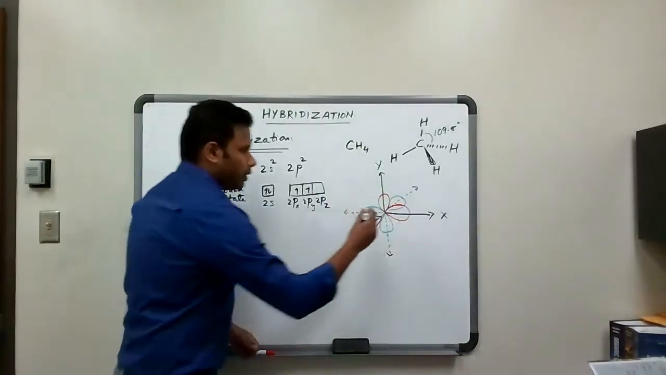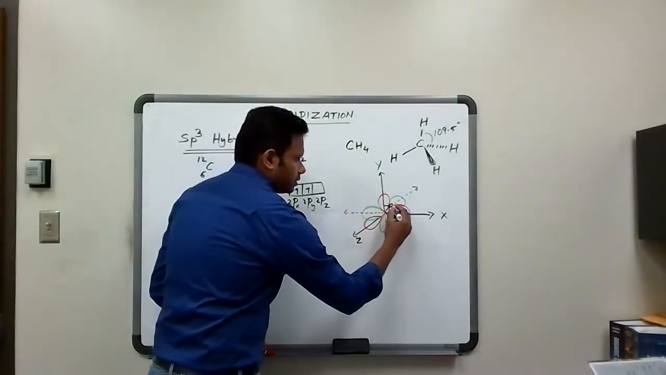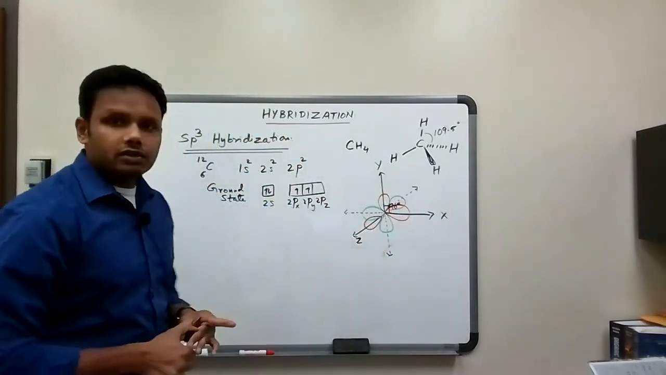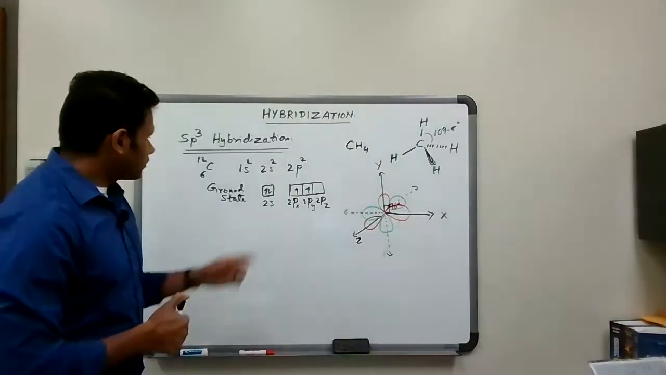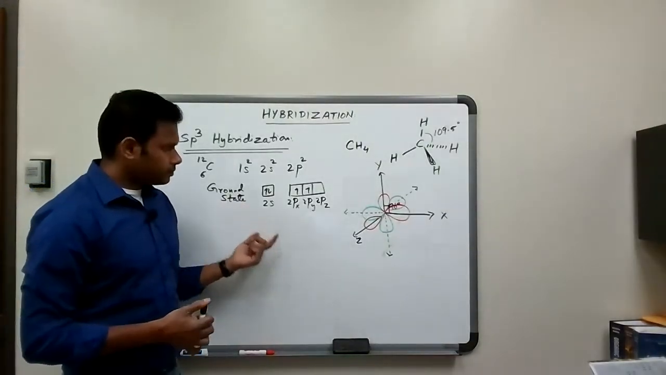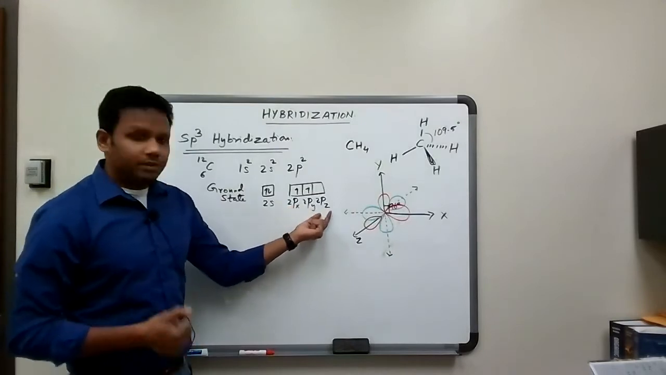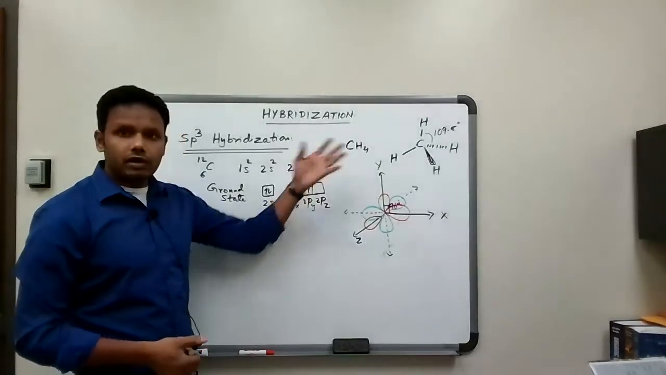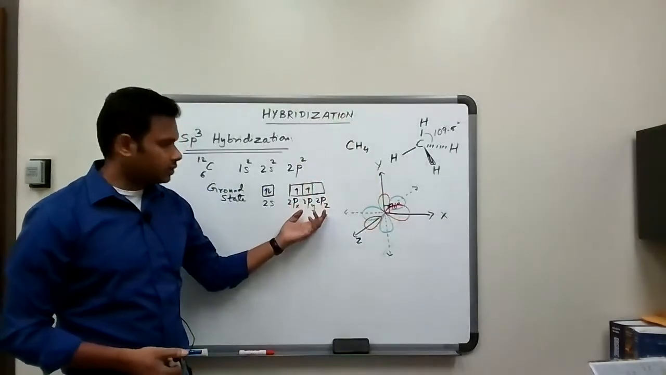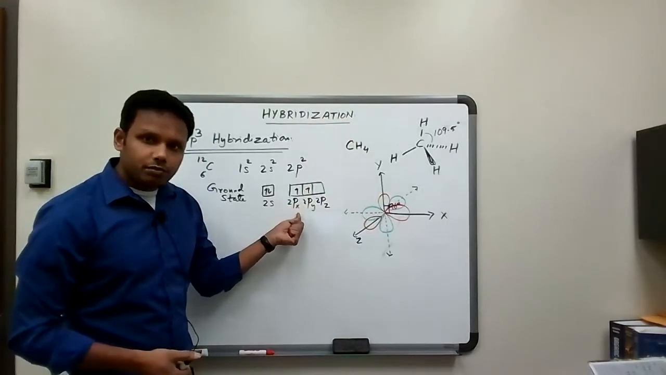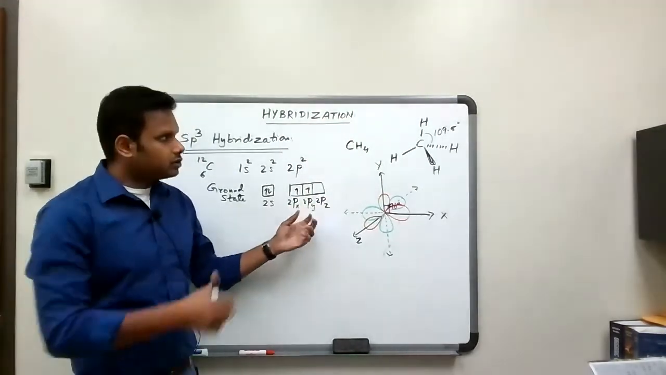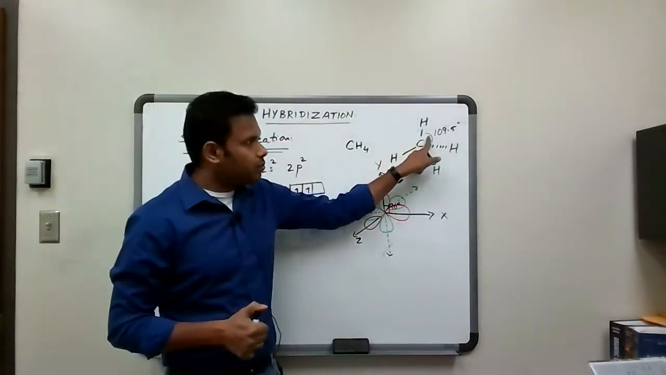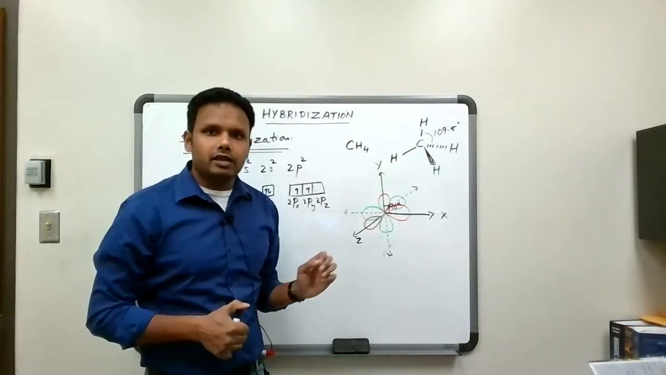That means the bond angles here for these orbitals should all be 90 degrees. For any of these orbitals, the bond angle is going to be 90 degrees. So if carbon uses the px, py, and pz orbitals to form these bonds, somehow sharing electrons with hydrogen, then these bond angles should be 90 degrees.